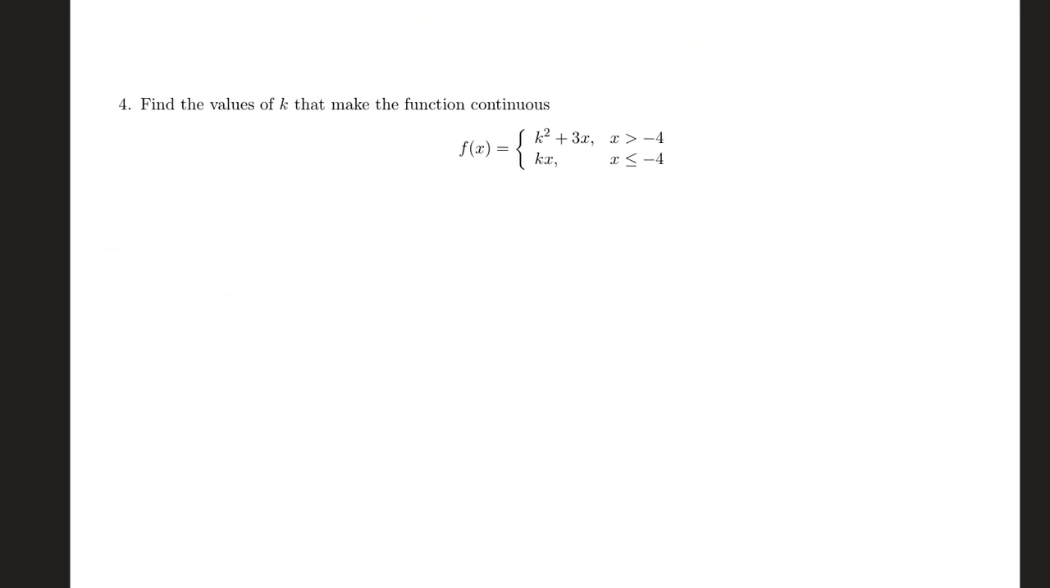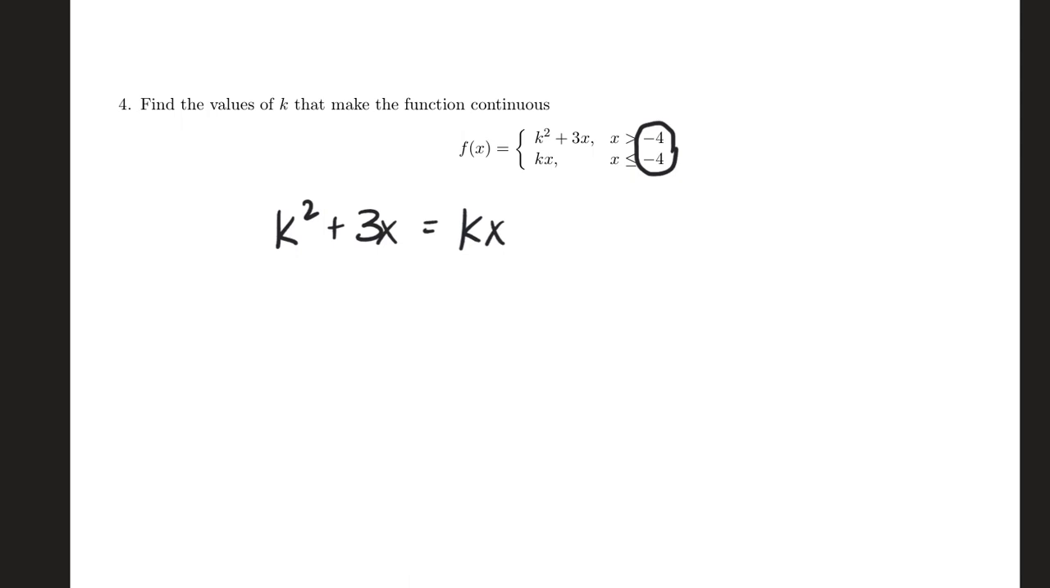All right, and the last one is this one where we have to find the value of k that makes it continuous. So k is just some constant we don't know. The important thing is, when this switch happens at negative 4, we need these two things to line up. So I need k squared plus 3x to equal kx.